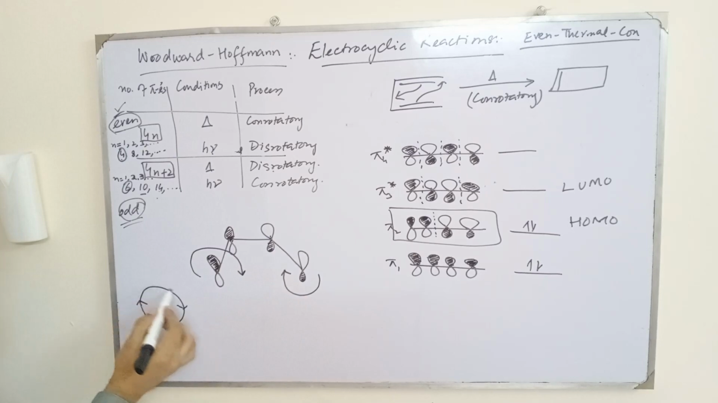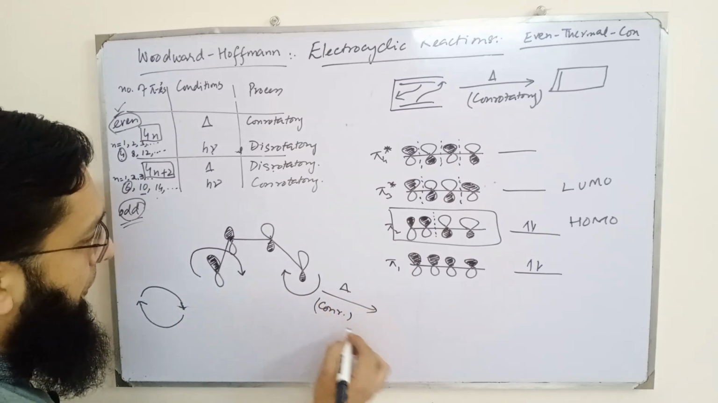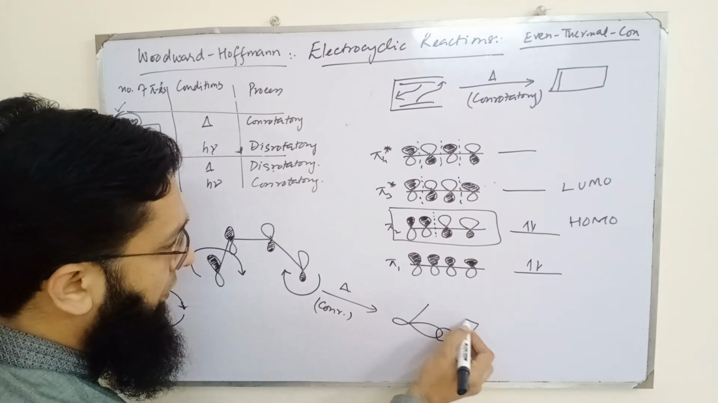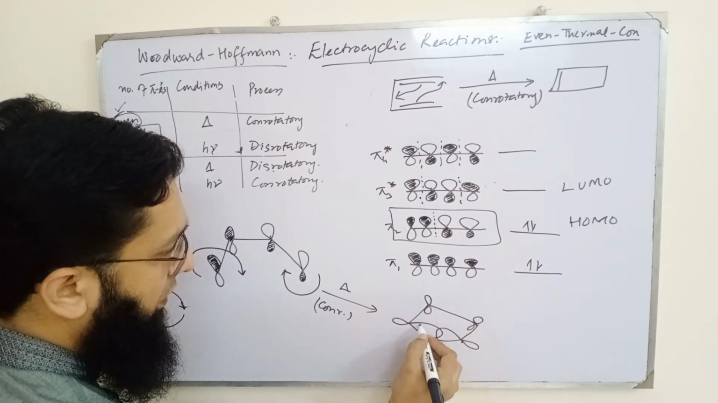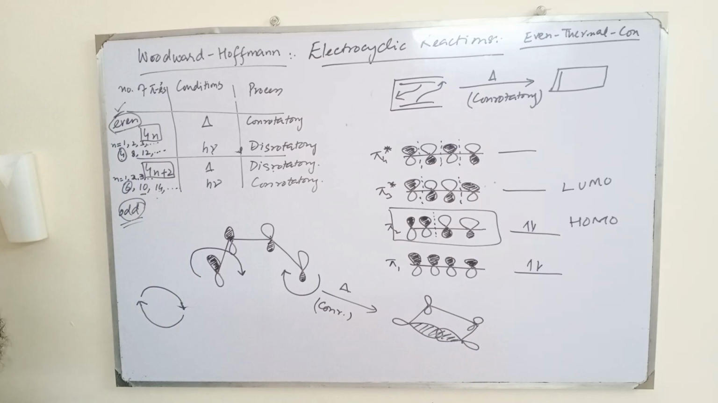So if we draw the arrow like this, above half, this is also clockwise direction, this is also clockwise direction. So both of them move in clockwise direction. So under thermal conditions and a conrotatory process, a sigma bond is being formed and we get the cyclization. So this is the ring closing reaction of butadiene under thermal conditions.